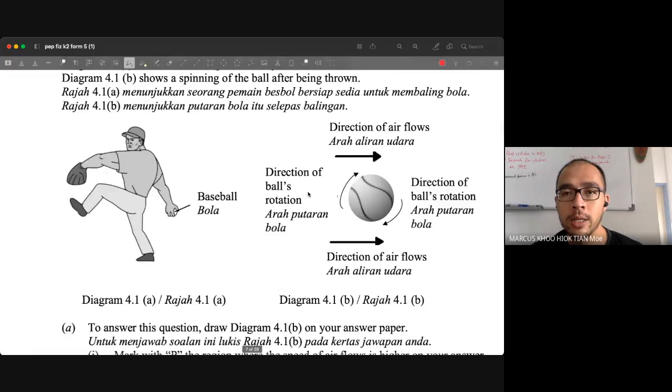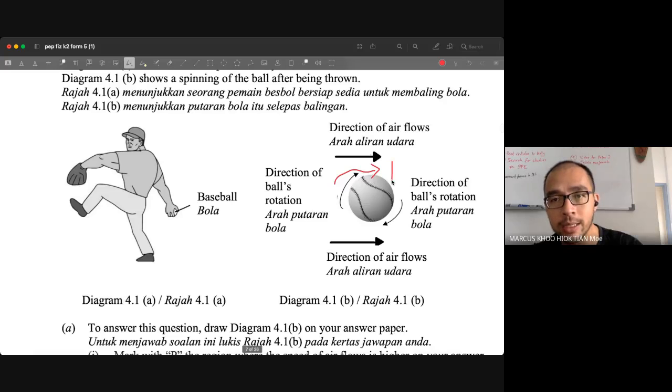The speed of the airflow will be higher if the airflow and the ball's rotation are in the same direction. If you think about this, this is the same direction, so here is where the airflow speed is higher. Here it opposes. The ball is spinning this way, but the air is flowing this way, so the speed is lower over here. Here the two combine, so higher. Here the two oppose, so the speed is lower.